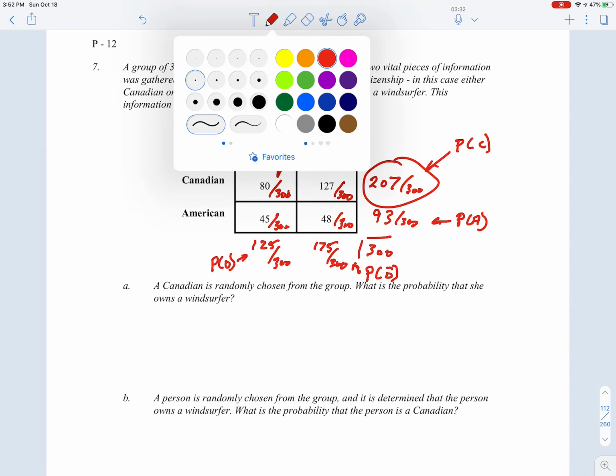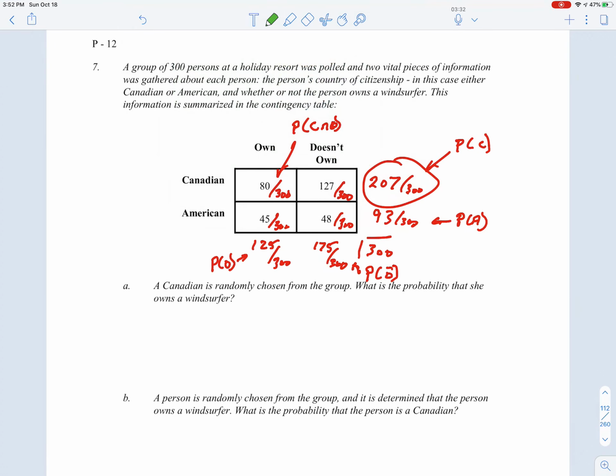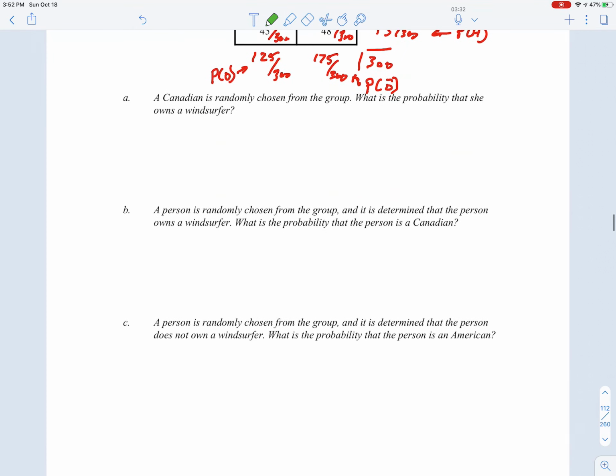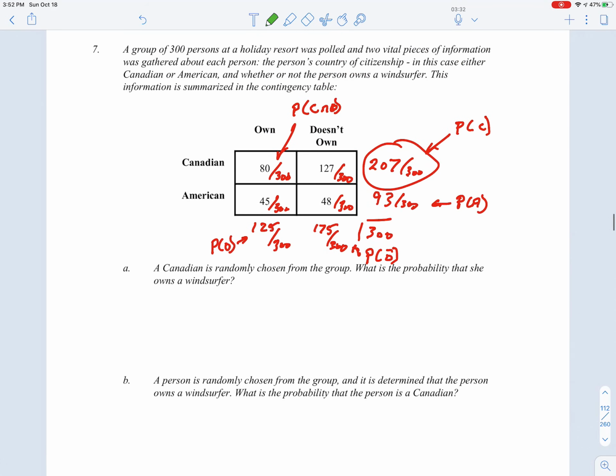All right, let's do a calculation here. And again, you might want to stop this and try it yourself before you do A, B, and C. A Canadian is randomly chosen from the group. What's the probability that she owns a windsurfer? What's the given part? That the person is a Canadian. The probability that she owns a windsurfer will be the probability of O and C divided by the probability of C.